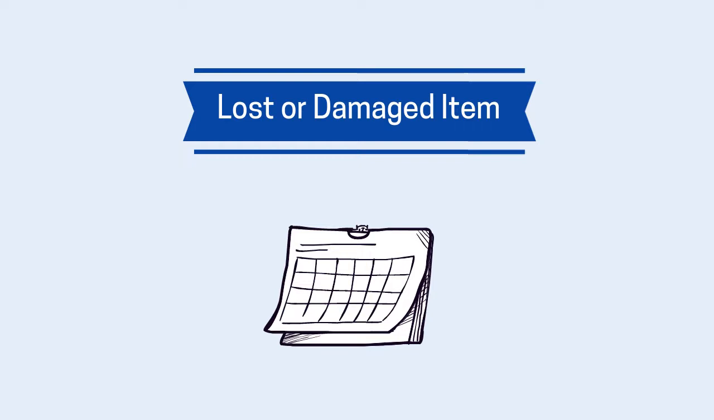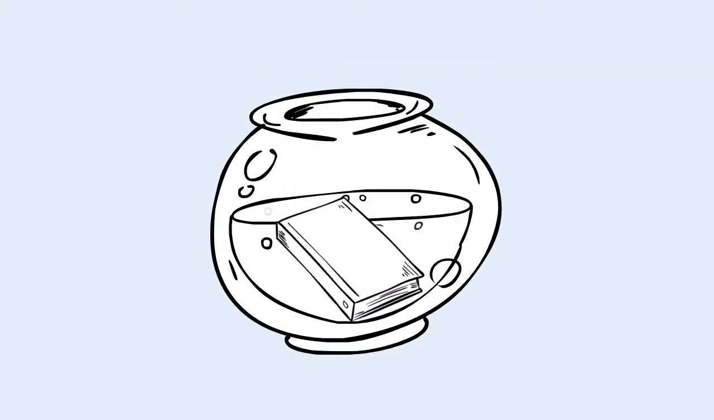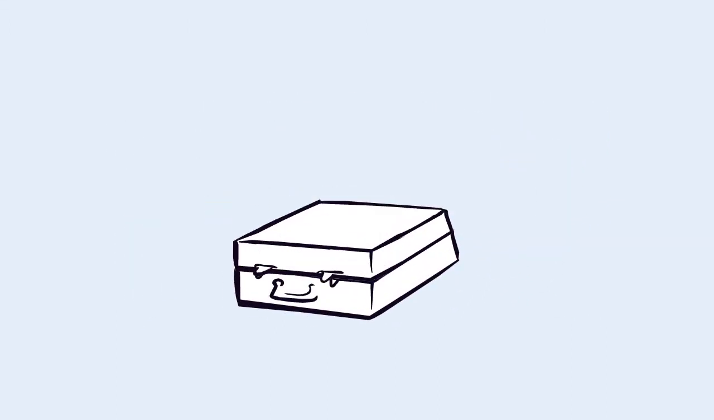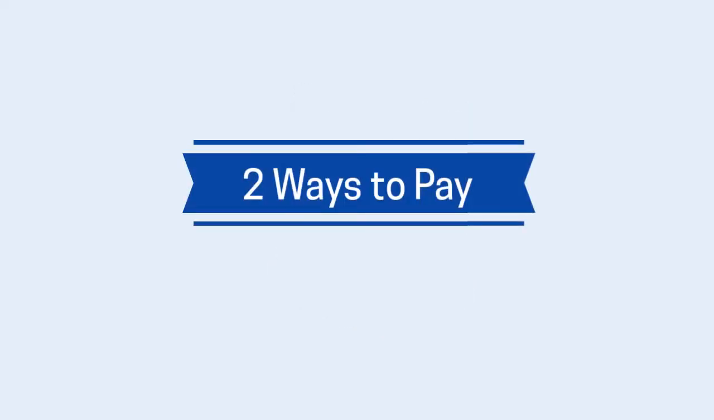The lost or damaged item fines apply if you don't return an item within 30 days after the due date, or if the item is damaged when you return it. Then you'll receive a bill for the sum of any overdue fines, a lost item processing fee, and the full replacement cost of the item. For some items at Barber Library, the replacement cost can be hundreds of dollars, so be very careful with that expensive iPad or camera.